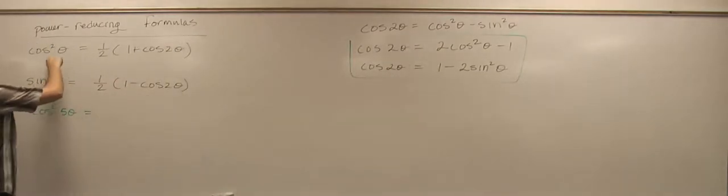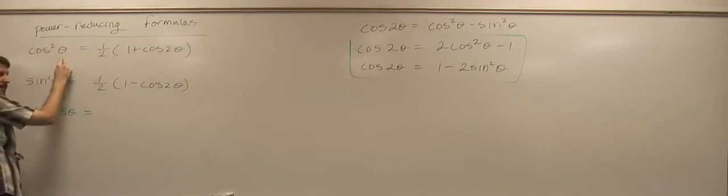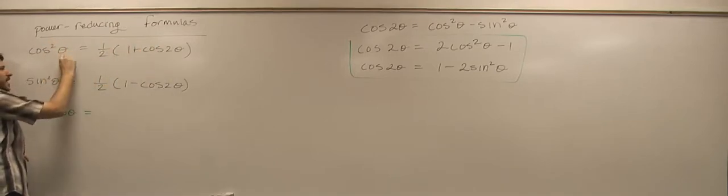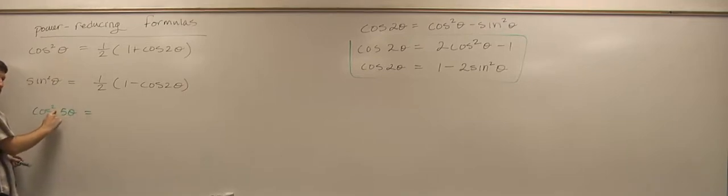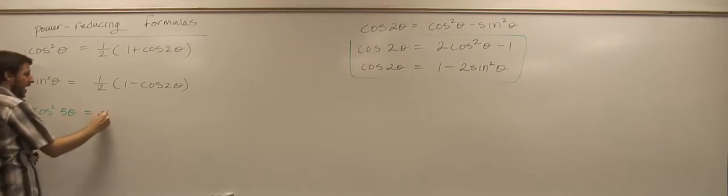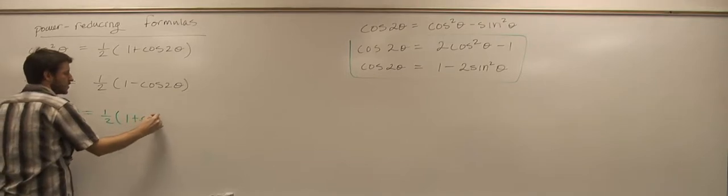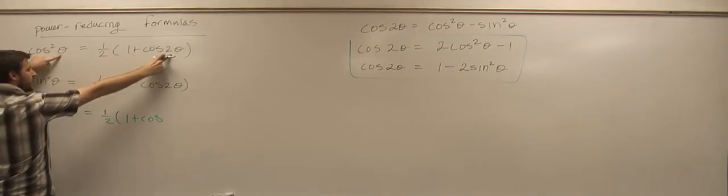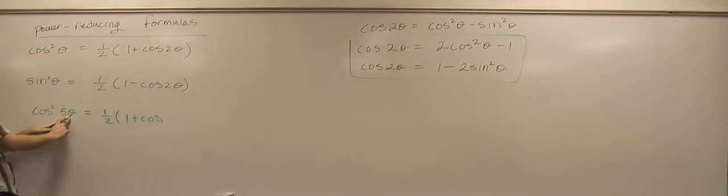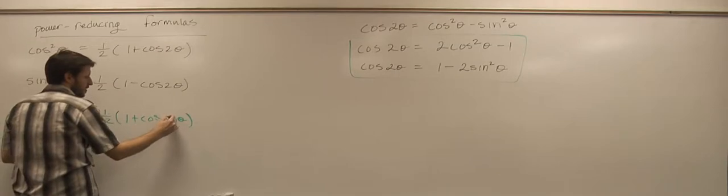Yeah, so the way these work is to get rid of a square, you double whatever was inside. This square goes away, and this gets doubled. So in order to get rid of this square, you're going to have to double whatever's inside. So this will be 1/2, copy the formula down. 1 plus cos, but then instead of writing 2 theta, which is double theta, you have to double 5 theta. So you write 10 theta.